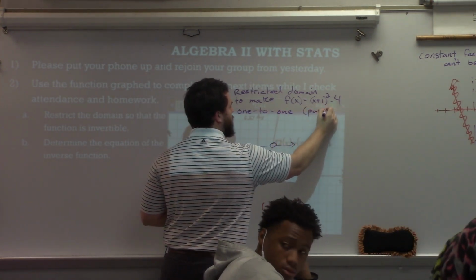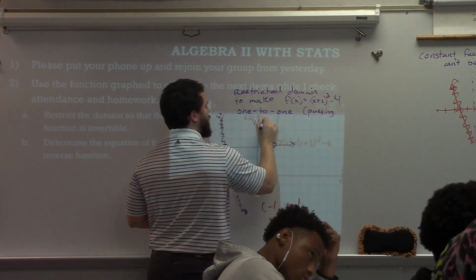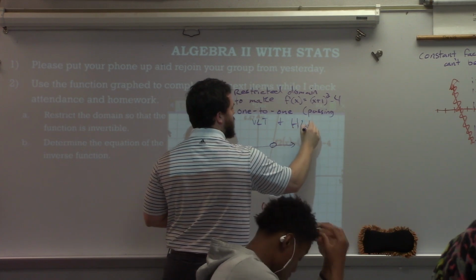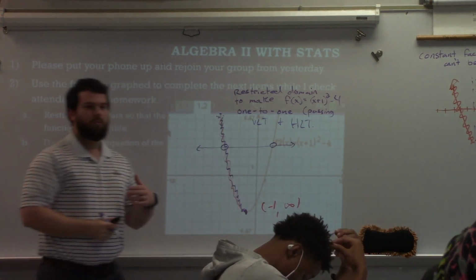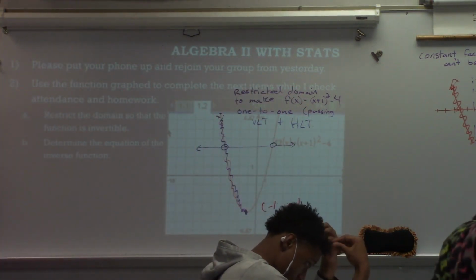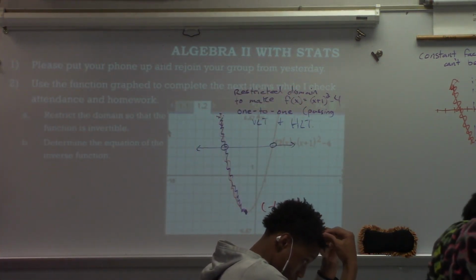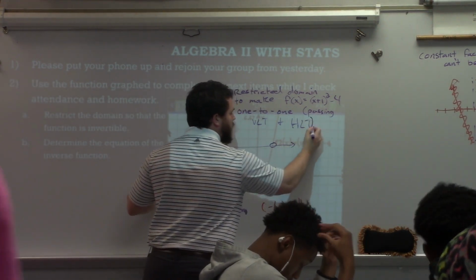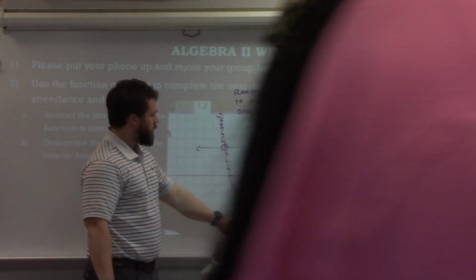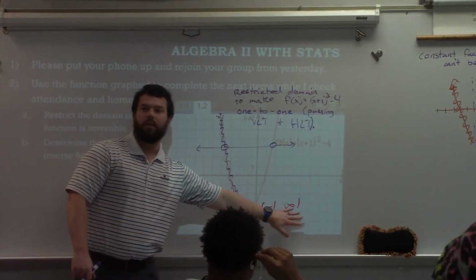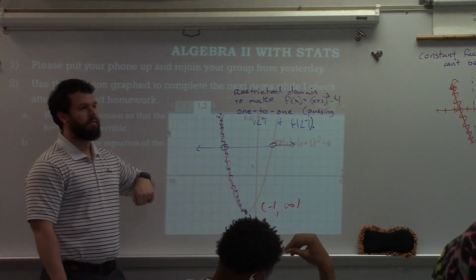Passing vertical line test and horizontal line test. So that's it, right? We got rid of half of the function. We restricted the domain so that the function would be one-to-one, passing the vertical and horizontal line test. Now it's invertible. Now, if we look at this, some people wrote the interval notation. And you're going to have to do this on your demonstrated understanding.